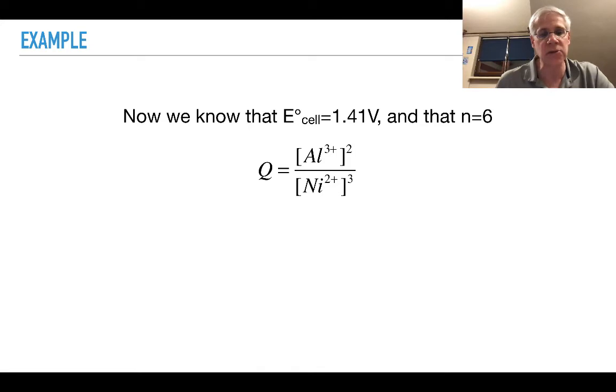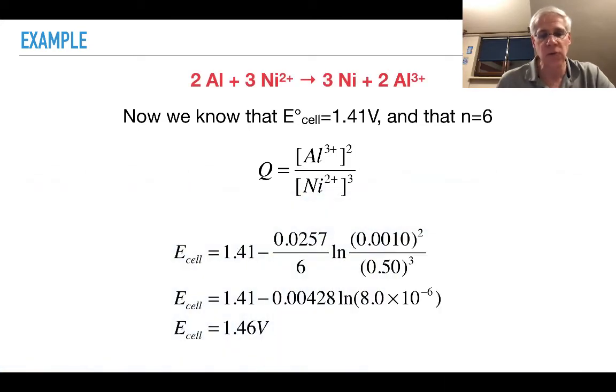We put all of that into our Nernst equation here. So we have 1.41, that's my E0 cell, minus 0.0257, that's the constant value of RT over F, over 6, that's my n value, times the natural log of 0.0010 squared, that's my aluminum concentration, over 0.5 cubed, that's my nickel concentration. Okay, we take care of my dividing here, we take the natural log of 8 times 10 to the minus 6, multiply that by 0.00428, subtract that value from 1.41, and we see that the voltage actually went up, and that is possible.